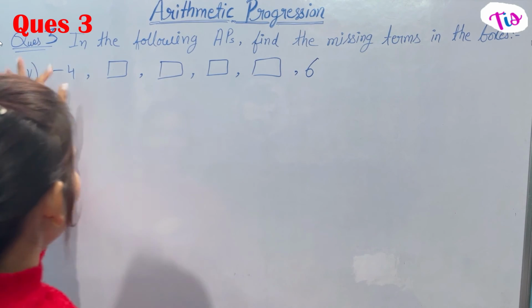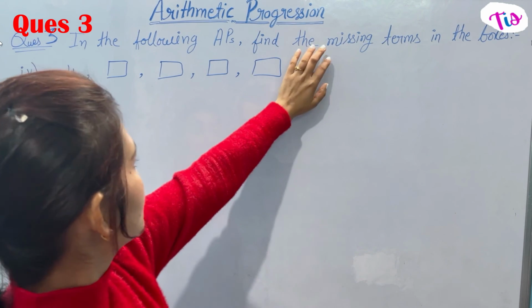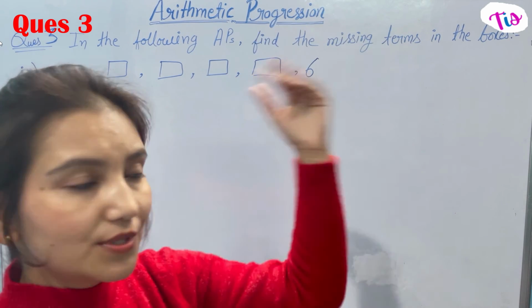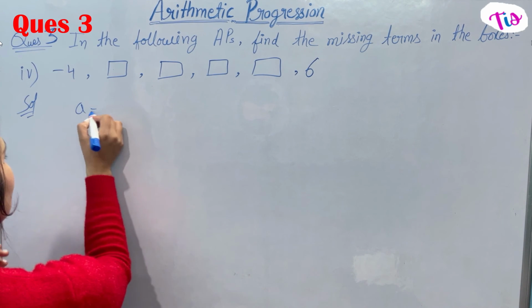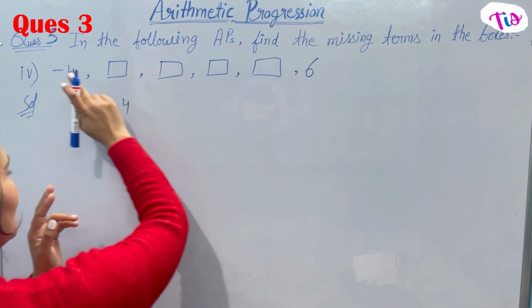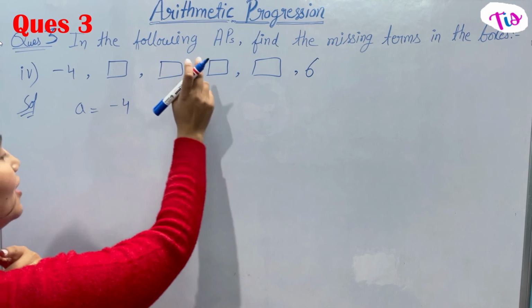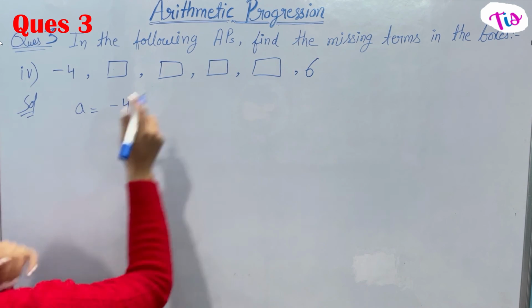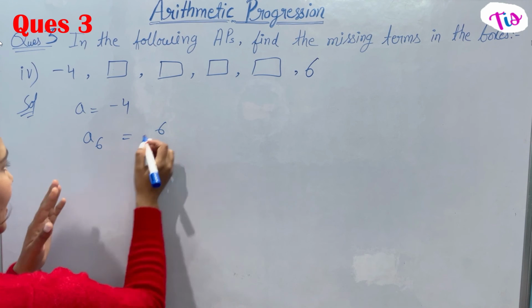We already have a, the first term, and the sixth term. We just need to find d in order to find these missing terms, right? So what is a? a is given as minus 4. This is the sixth term, let's reassure ourselves: 1 2 3 4 5 6. So this is the sixth term, which means a6 is 6.